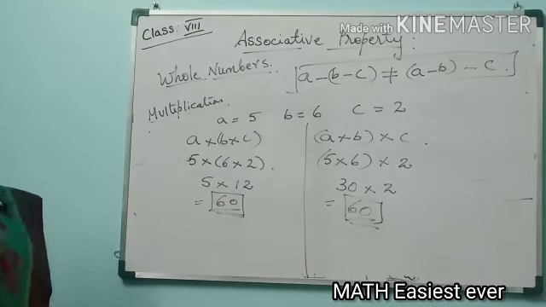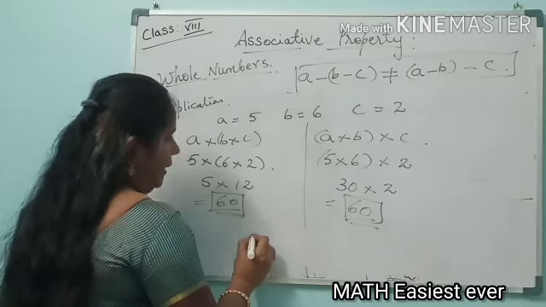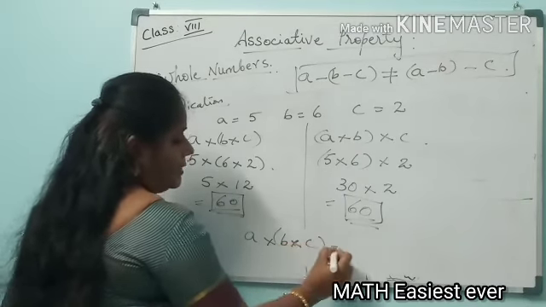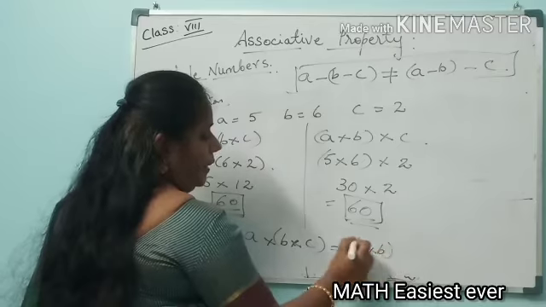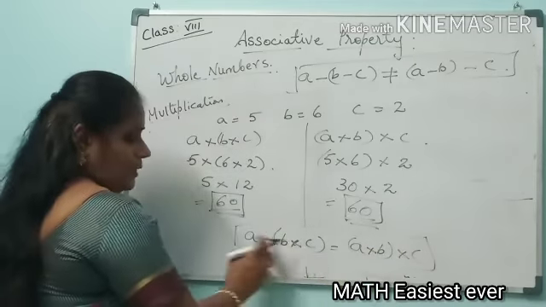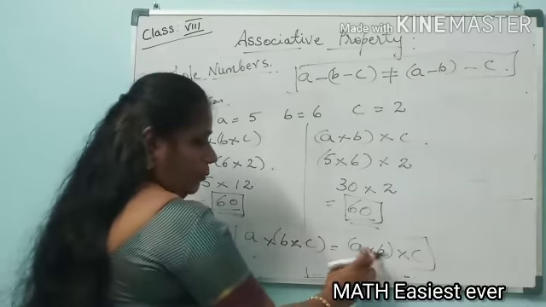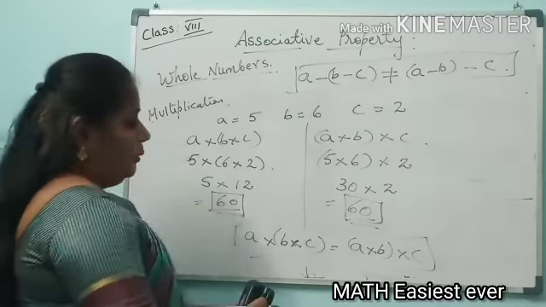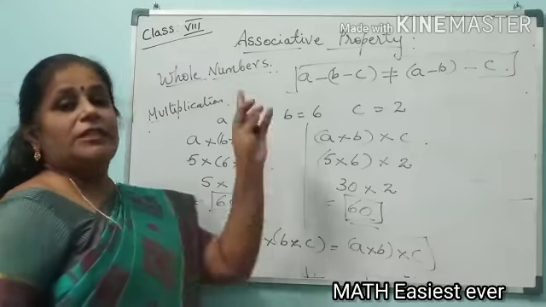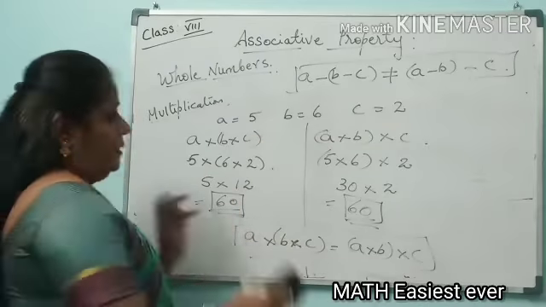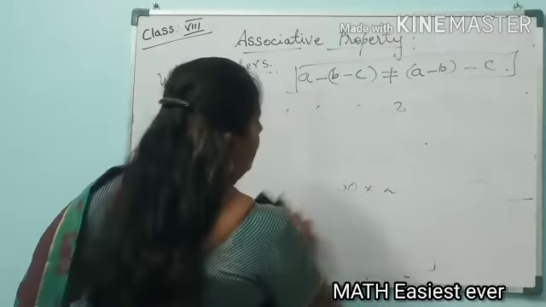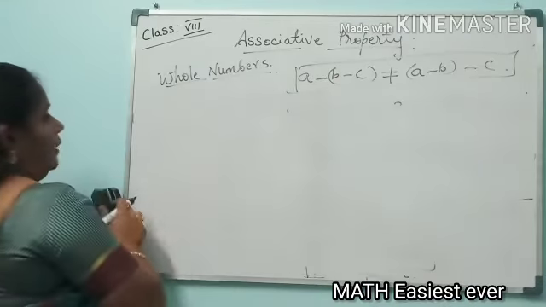What do you infer from this? We infer that A into (B into C) is the same as (A into B) into C. That is, if you multiply B and C first and then multiply with A, or multiply A into B first and then multiply with C, you will get both the answers the same, which shows that multiplication is associative for whole numbers. The next part is division. Division. Let's take any 3 whole numbers.